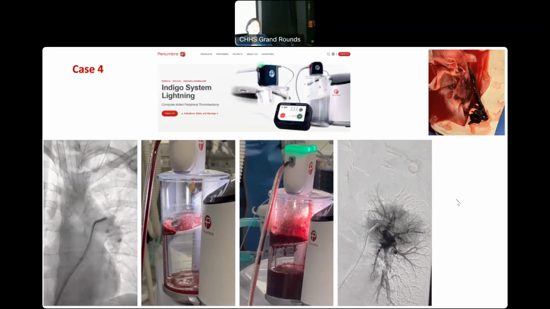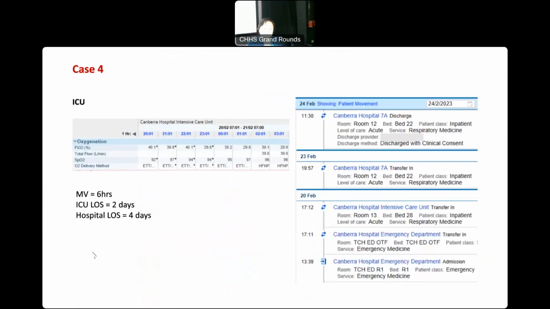Okay, the patient went back to ICU. Remember the dramatic improvement in oxygenation within 6 hours. Extubated. She stayed in ICU for 2 days. We actually booked the bed on the second day, but the bed was blocked 1 more day. So 3 days later, she went to the ward, and guess what? She only stayed on the ward 1 day. She went home.